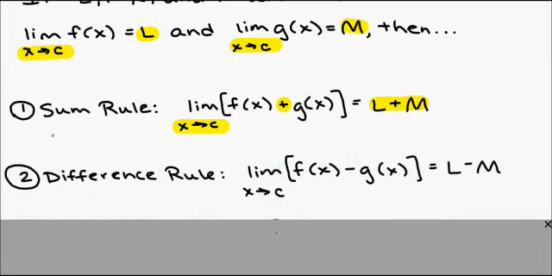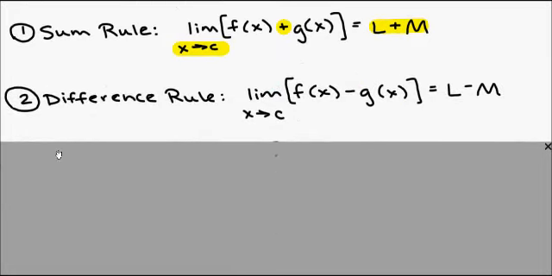Your difference rule is the same idea but with subtraction. So if you take the limit of f of x minus g of x as x approaches c, then your limit is just L minus M. So the limit of the first function as x approaches c minus the limit of the second function as x approaches c. And again, we have a minus here, minus here.